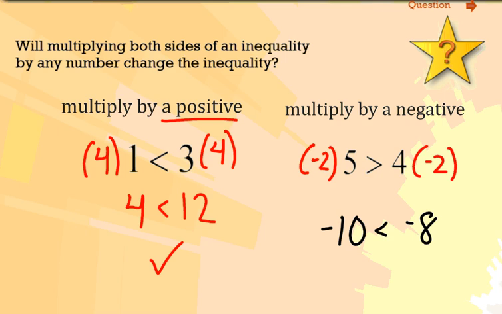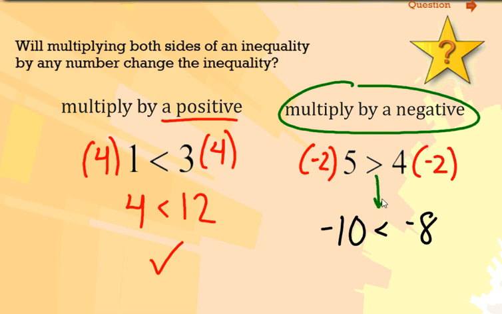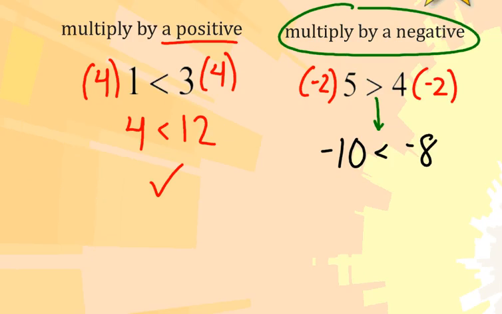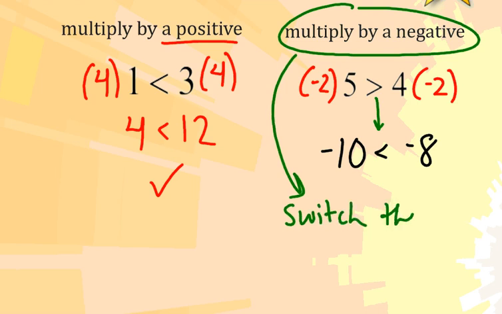So if I multiply by a negative, what happens? Well, it changes the signs of my numbers. This went from a positive 5 to a negative 10 and a positive 4 to a negative 8, but it also changes the sign of your inequality, the direction of your inequality. So if you multiply by a negative, you need to switch the direction of your inequality, because negatives switch directions of things. They take positives to negatives, negatives to positive, and if an inequality has a direction, which it does, then you need to switch the direction in order for the statement to be true.